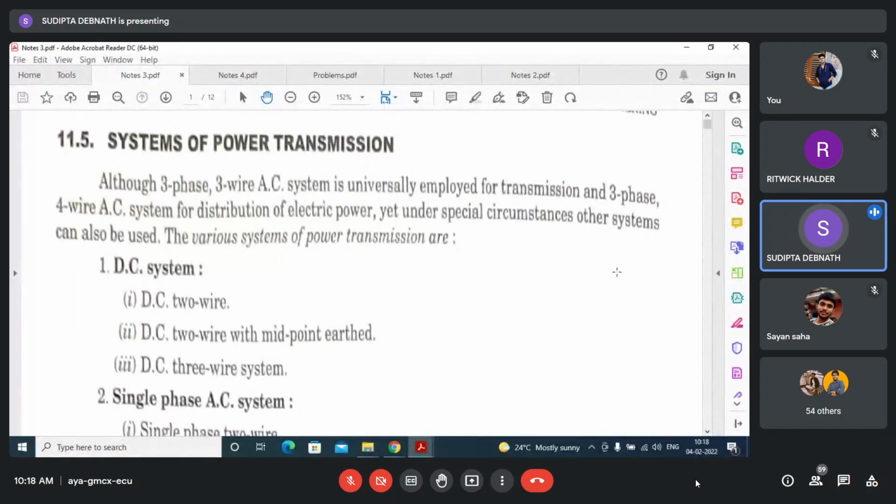It is very popular nowadays because it has been seen that there are many advantages for DC transmission under high voltages. So what is done is, at the generation it is in AC, and then it is converted into DC, then transmission is done at DC, and again at the consumer premises, it is converted into AC. Okay. So DC system, then single phase AC system.